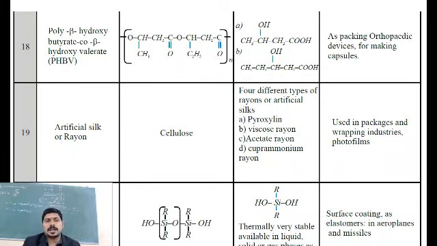Artificial silk and rayon. It is nothing but cellulose acetate. They have given cellulose only, but actually it is cellulose acetate we are going to have. That cellulose acetate is a semi-synthetic polymer formed from cellulose and acetate, that we already discussed. In this cellulose structure, you have the same thing, but extra acetate groups are present. We are going to have different rayons: pyroxylene, viscose rayon, acetate rayon, cuprammonium rayon, by which we modify that cellulose, giving different artificial silks. That's what you can see here. This is used in packaging, wrapping industries and photofilms.